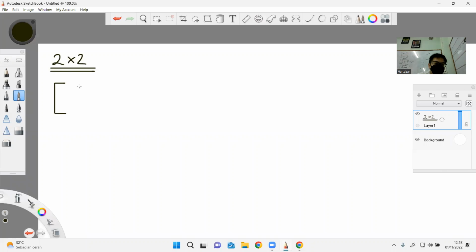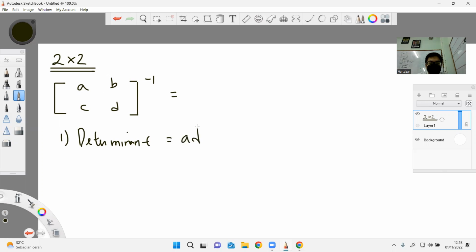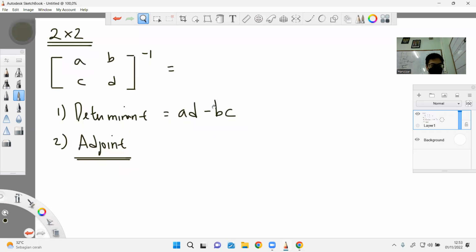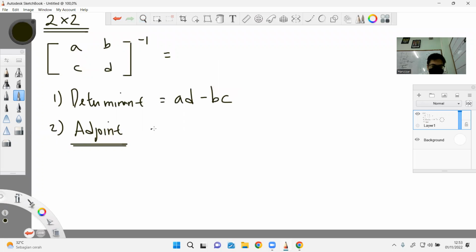If I have matrix A, B, C, D, the basic understanding of finding the inverse is, first, you need to find the determinant. So the determinant of the matrix is AD subtract BC. That's the way. And second, you need to find the adjoint. The adjoint of a matrix has some steps that need to be done. First, you are finding the minor.